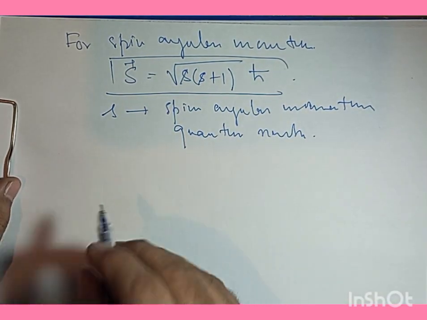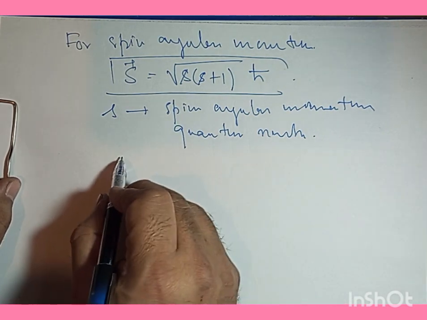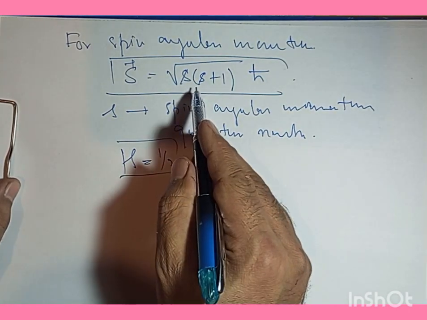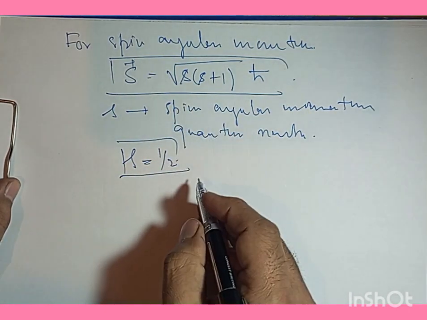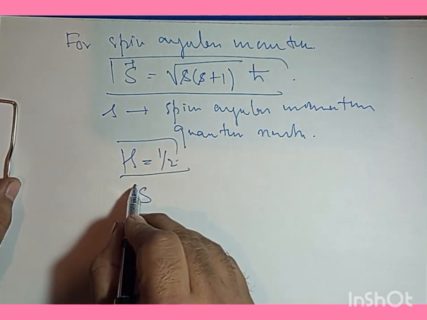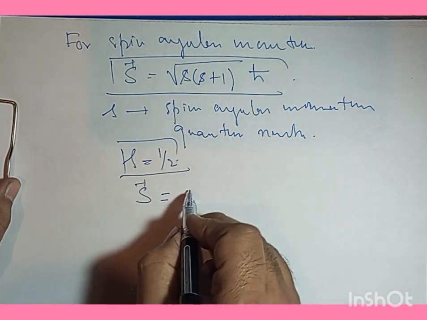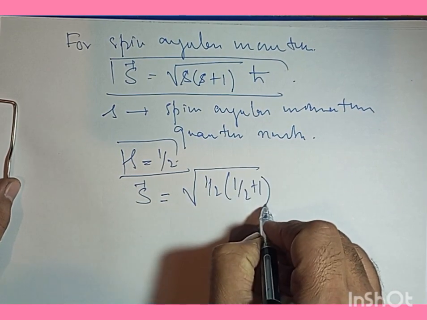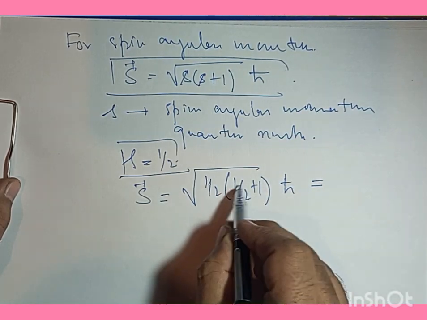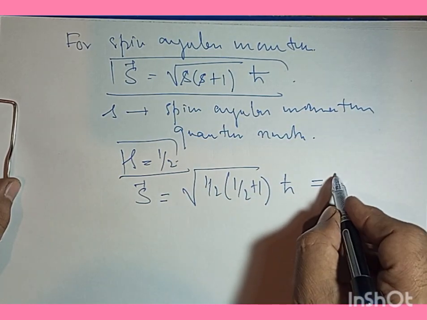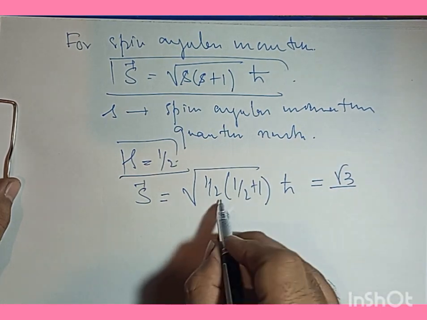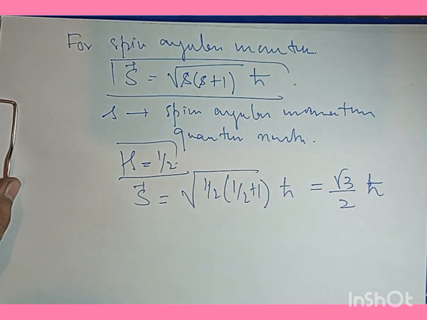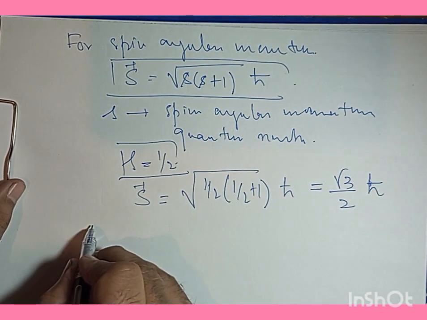And this s can have the value equal to 1 by 2. Now, if I take the value of s equal to 1 by 2, what am I going to get? The magnitude of this spin angular momentum will be under root of 1 by 2 times 1 by 2 plus 1, h cross. So this is 3 by 2 times 1 by 2, so this is 3 by 4, so this is root 3 by root 2 whole square, and root will cancel, so root 3 by 2 h cross.